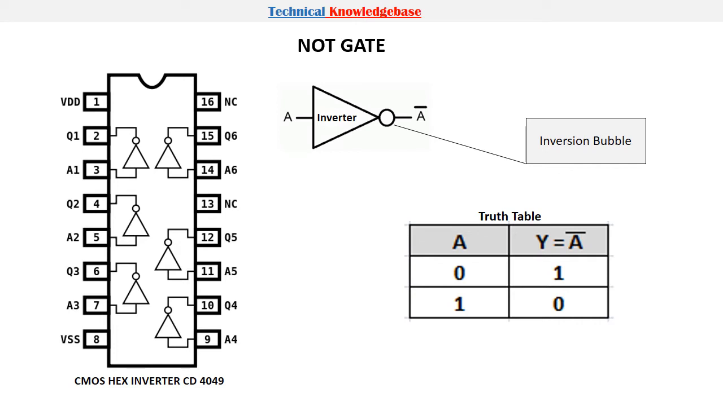So this is the IC used for the NOT gate. It's a CD4049 CMOS hex inverter. It is used as a NOT gate in a circuit. Here VDD is the positive supply and VSS is the negative supply, and you can use Q1 as output and A1 as an input.